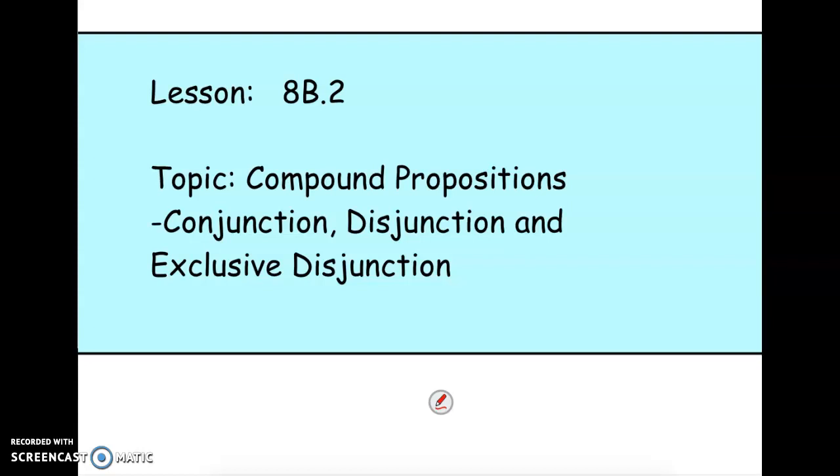Here's lesson 8b2 on conjunction, disjunction, exclusive disjunction.